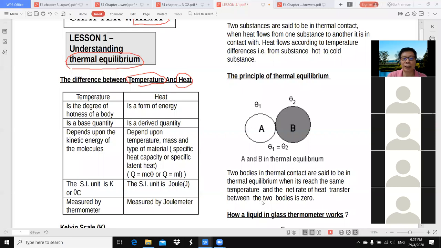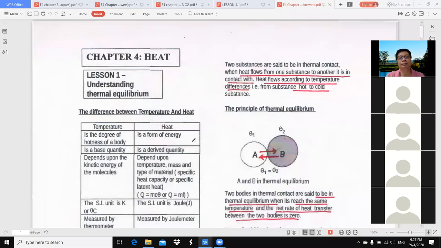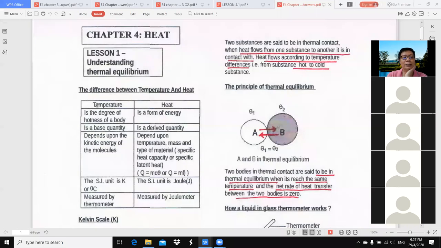Okay, I want to do this one a bit faster. First, temperature is a degree of hotness. Remember that, temperature is a degree of hotness. Heat is a form of energy. First point, no problem. Temperature is degree of hotness. Heat is a form of energy. The second one, temperature is a base quantity, whereas heat is a derived quantity.